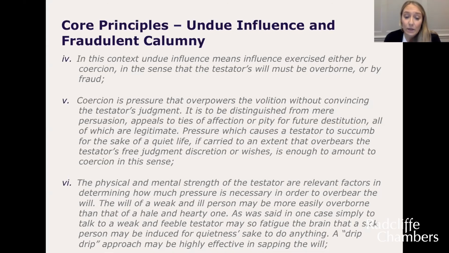He goes on and says the physical and mental strength of the testator are also relevant factors in determining how much pressure is necessary to overbear their will. For example, someone that's weak or particularly ill might be more susceptible to undue influence than someone that's fit and healthy. He also says that a drip approach might be highly effective in sapping a will. So when we think about coercion in an informal sense, we often think of physical force and pressure being put on someone, but actually it can be much more subtle than that, and coercion can come in all different shapes and sizes.